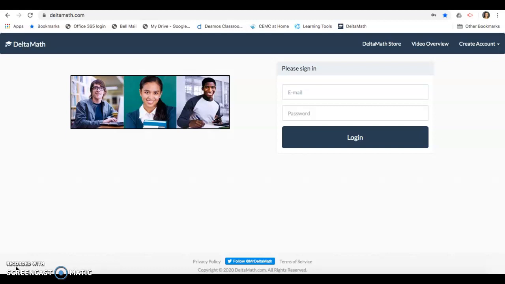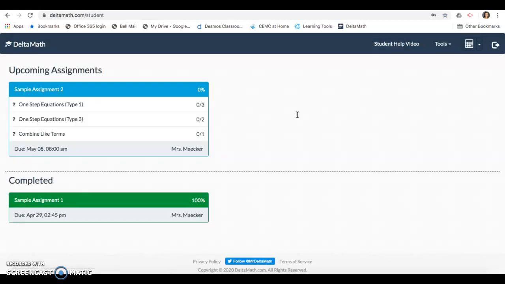Go to deltamath.com to get the following page. To sign in, it asks you for your email address and password. You did not enter an email address when you created your account, so you're going to type in your username and then your password. This is what it looks like when you sign in.